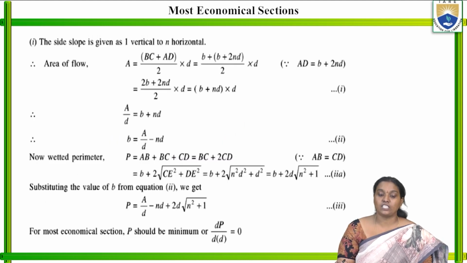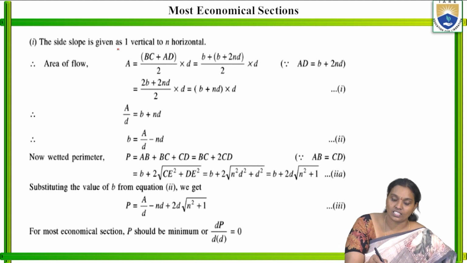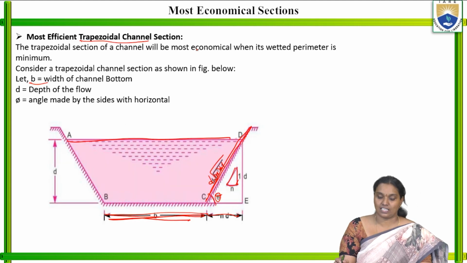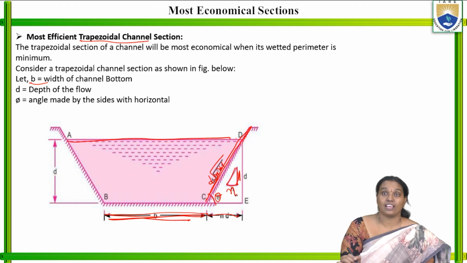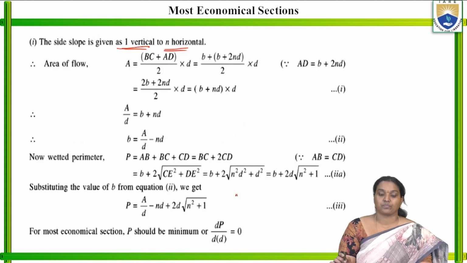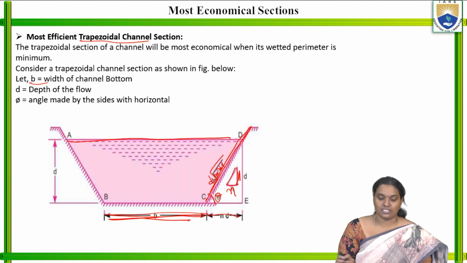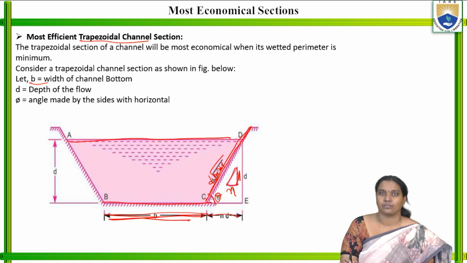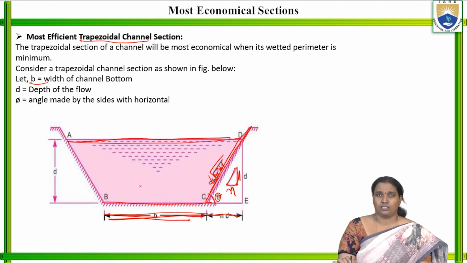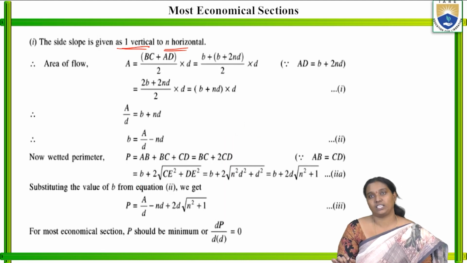Now, the side slope we can understand in two ways. One is that the side slope is given as 1 vertical and n horizontal, as shown in the figure. So the area of the flow, the trapezoidal area of the flow, is BC plus AD by 2 into d. This is BC plus AD by 2, the average of these two, multiplied into d.